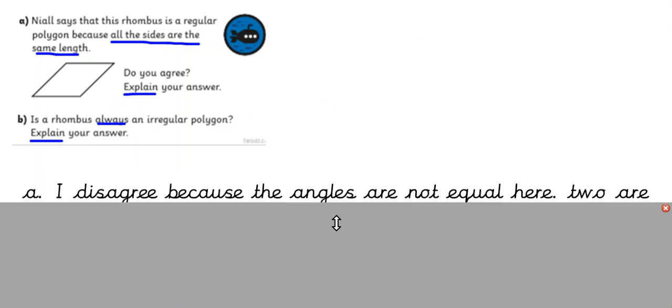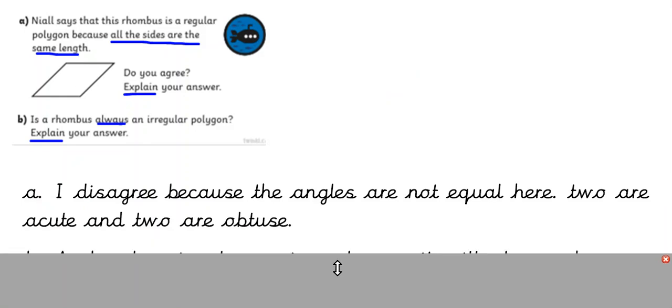Okay then. So for A, I disagree because the angles are not equal here. If we look at the angles, we've got two angles that are acute, and we've got two angles that are obtuse. So clearly those angles are not equal. Therefore, the rhombus is an irregular polygon. So Niall is incorrect.